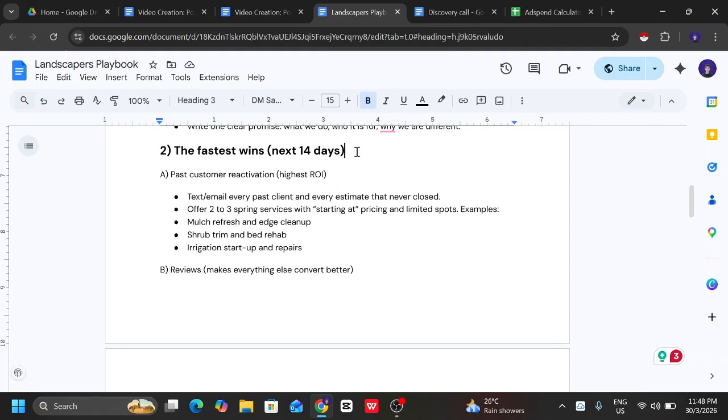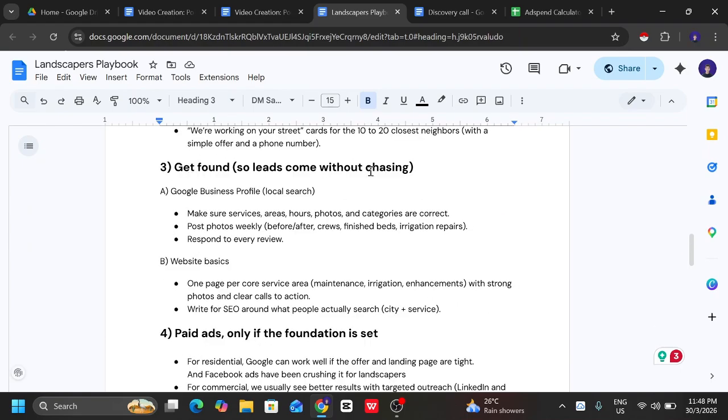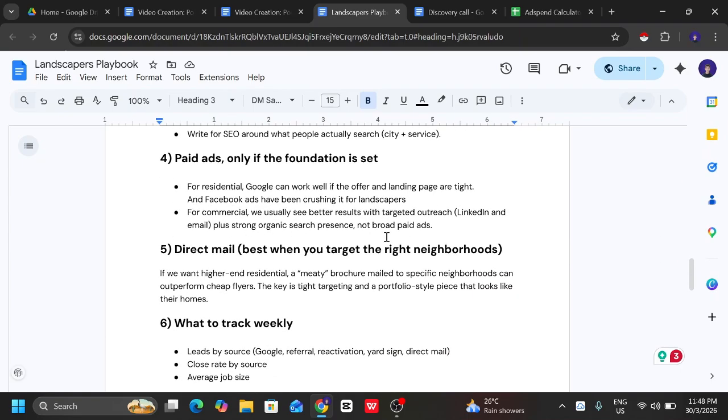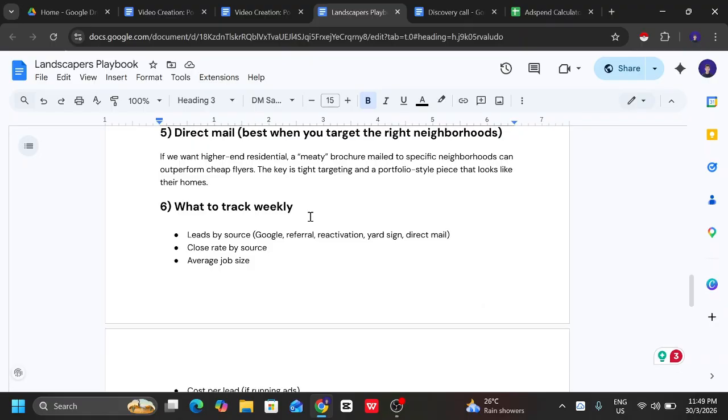This is something you should do to get more from your marketing effort and get more leads coming in. So yeah, get found. Paid ads only if the foundation is set. Direct mail is best when you target rich neighborhoods, and tracking is the most important.